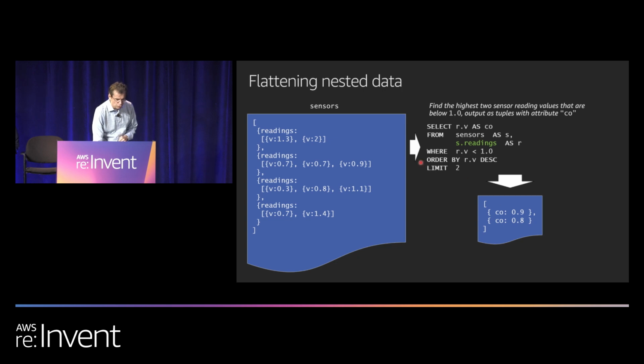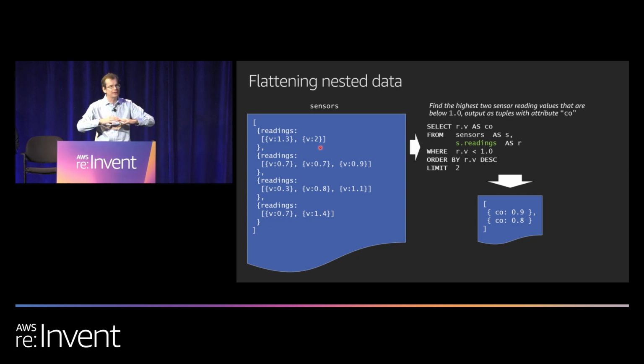So notice here, if you look carefully at the data, it's really the 0.9 and the 0.8, the two highest values below 1.0, which is what our query looks for. Okay. So what is the challenge that we have here if we're coming from an SQL mindset? Well, these numbers that we're looking to find are not attributes of the top level tuples of my collection, but they are actually the numbers that are found nested inside the readings.